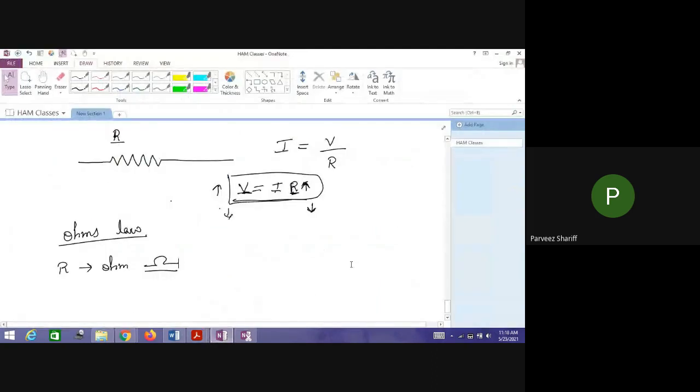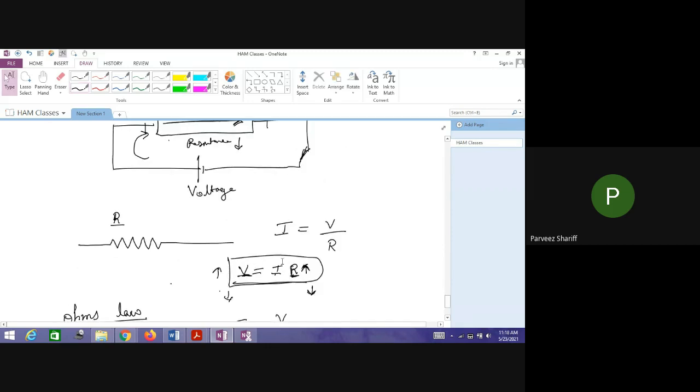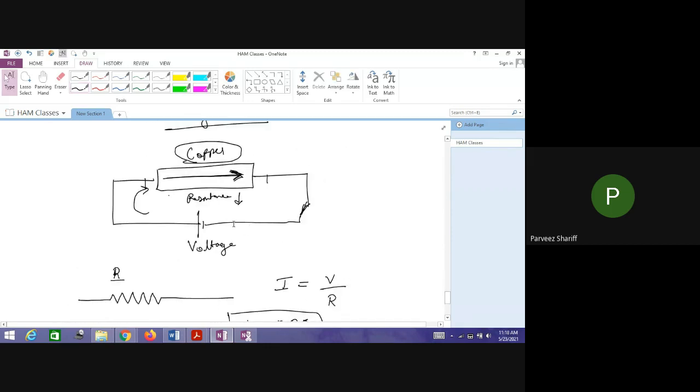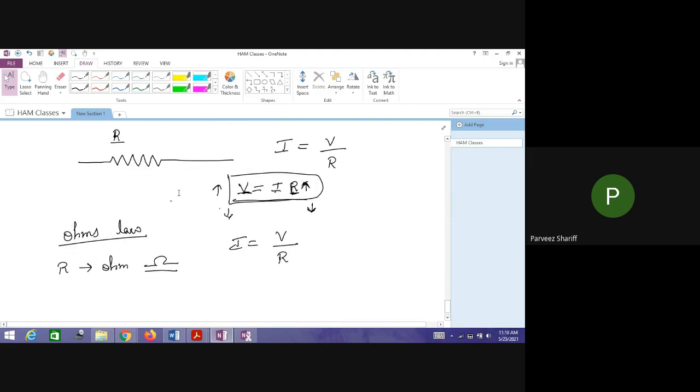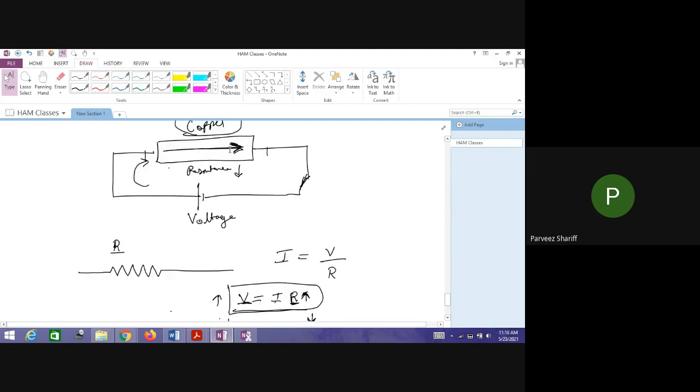Now we can rearrange these things. We can also find the amount of current flowing, which depends on the voltage applied divided by the resistance, just by rearranging this. In the ham radio exam, you will get some examples based on the resistance, so we have to understand this resistance. Now you understood the meaning of resistance.